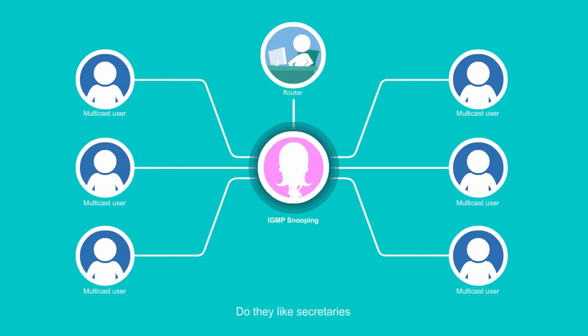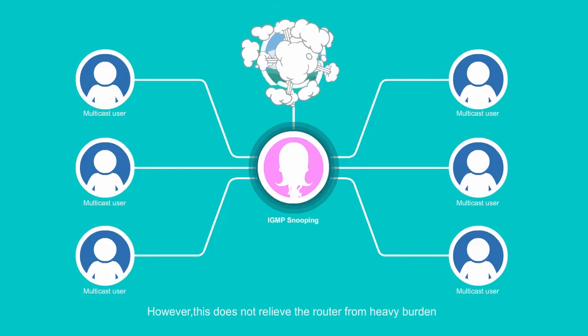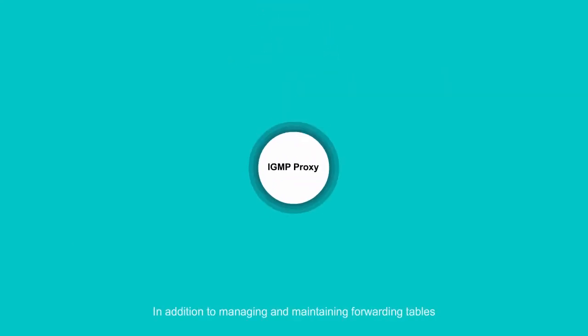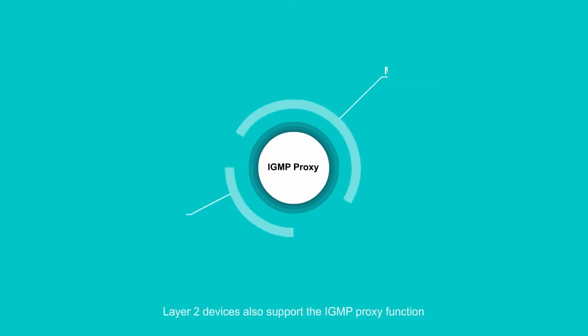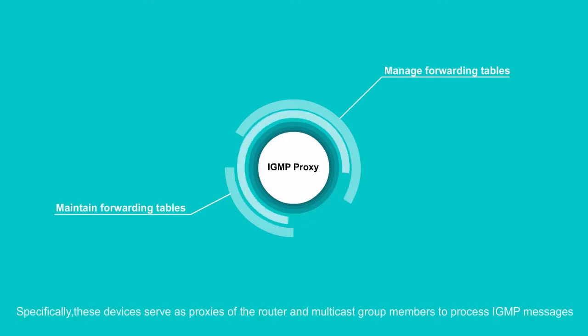Are they like secretaries? If the IGMP snooping function is enabled, multicast messages can be correctly forwarded by Layer 2 devices and no longer need to be broadcast in the VLAN. However, this does not relieve the router from the heavy burden. In addition to managing and maintaining forwarding tables, Layer 2 devices also support the IGMP proxy function. Specifically, these devices serve as proxies of the router and the multicast group members to process IGMP messages.